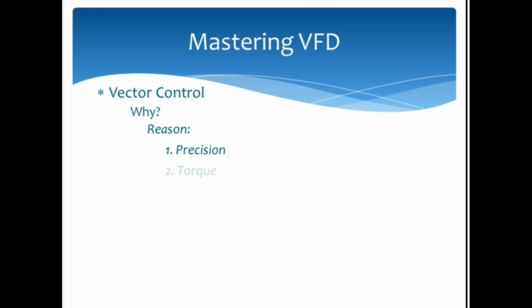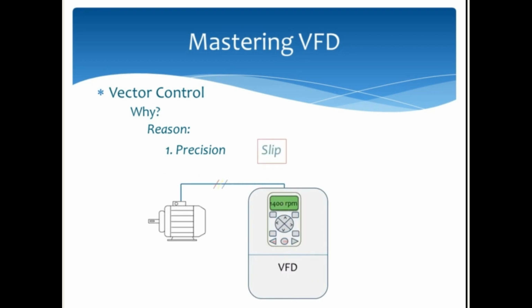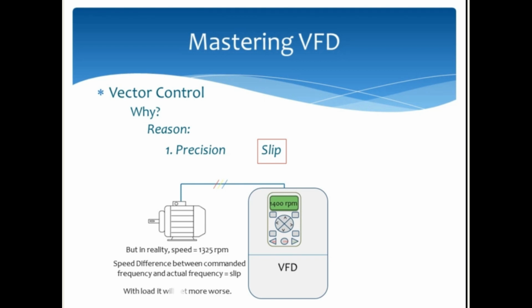In the normal method like V over F, there is motor slip. This slip is the difference between the actual speed and the commanded speed. For example, the VFD is commanded 1400 rpm, but the actual might be 1325. And this is not constant. If the motor is loaded more, the slip will be greater.